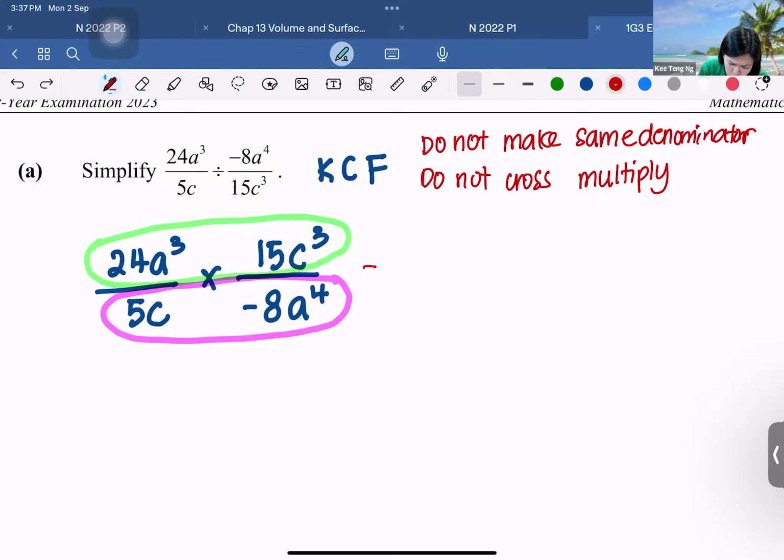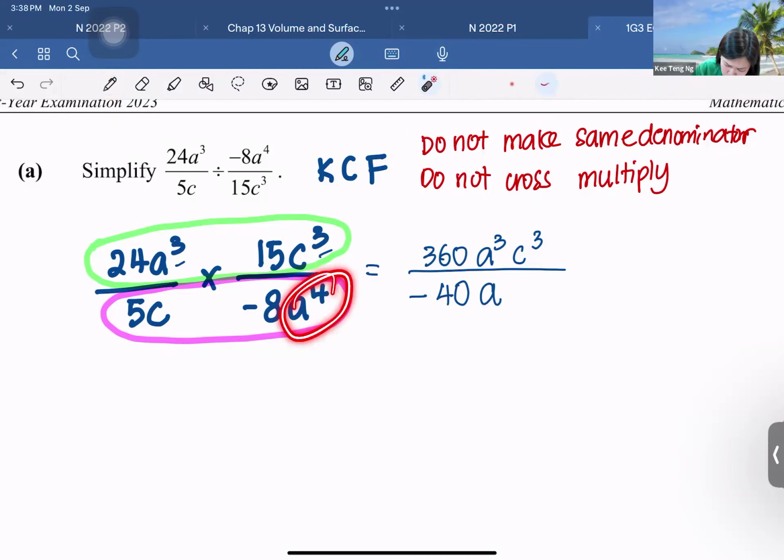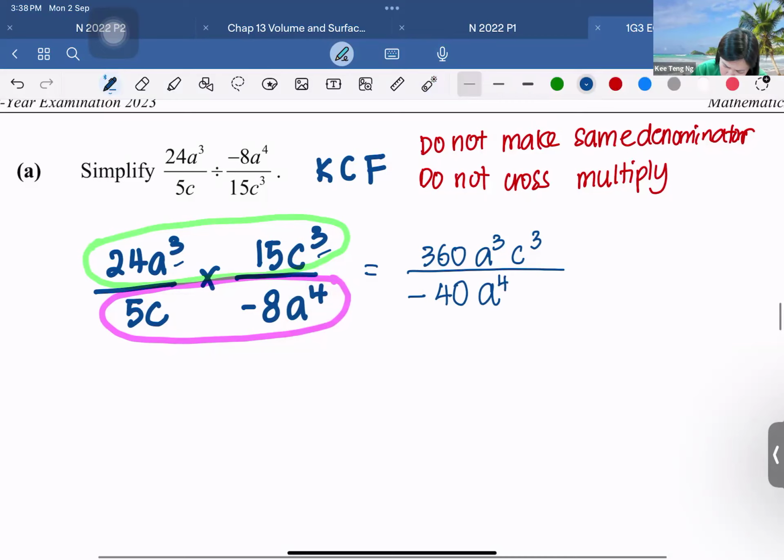Okay. So numerator with numerator, I work out the numbers. 24 times 15, 360. A cubed, nothing else. C cubed. Okay. Denominator, 5 times negative 8, 40. A first, I'll put my A first. So A to power 4, A4, C.